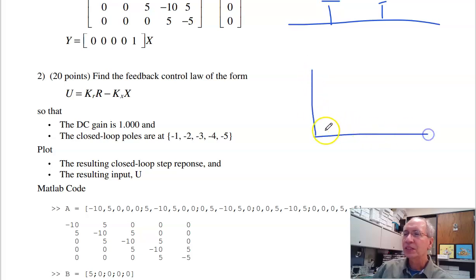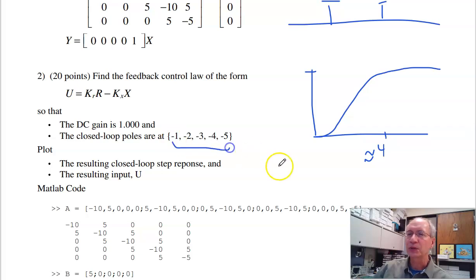What that means is I want the step response to look kind of like this. The settling time is roughly 4 seconds, ballpark, a little bit longer because these poles aren't that fast relative to minus 1. So 4 seconds-ish settling time, no overshoot. If that's my desired response, that's where I want to put the poles. How do you do that?